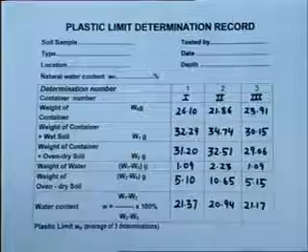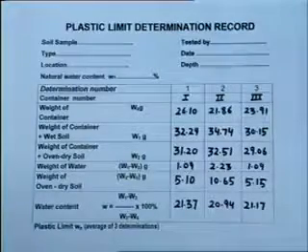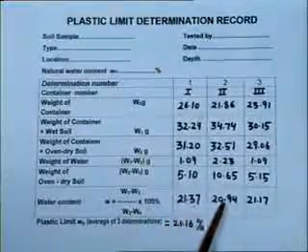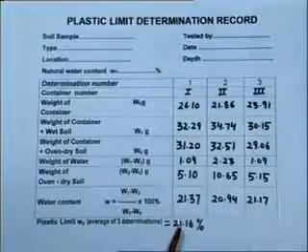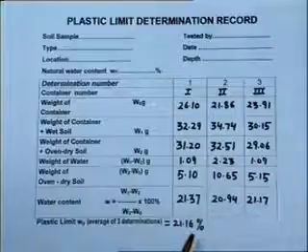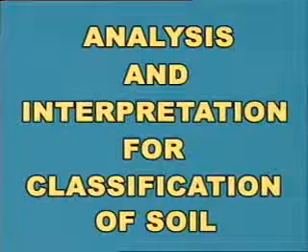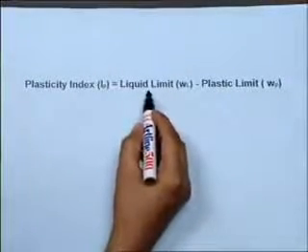Repeat the procedure 2 more times and record the water content. The average of the determinations, that is 21.16%, is the plastic limit of the soil. After determining the liquid limit and plastic limit of the soil, we shall now determine the plasticity index, which is the difference between liquid limit and plastic limit.